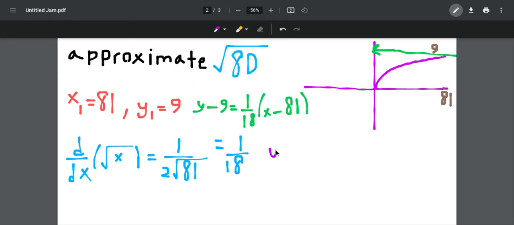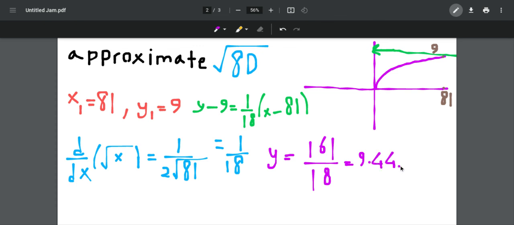So in this case, y would be: 80 minus 81 is negative 1, so negative 1 over 18 plus 9. If you compute it, you get 161 over 18, which is approximately 9.44.